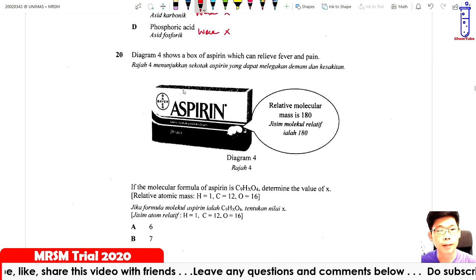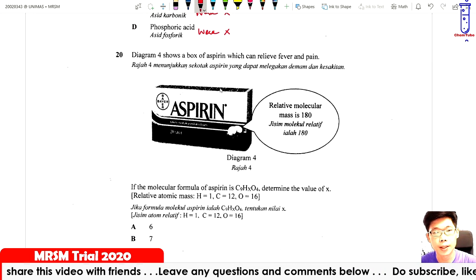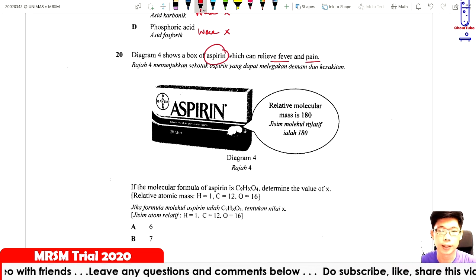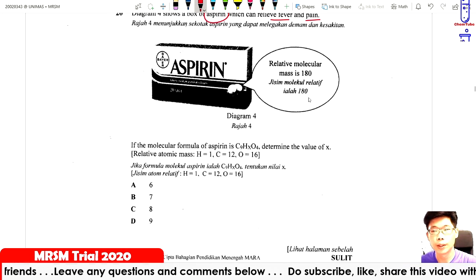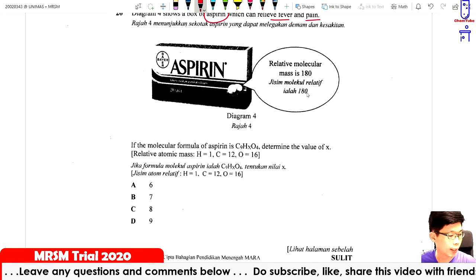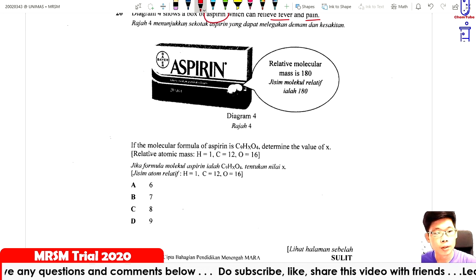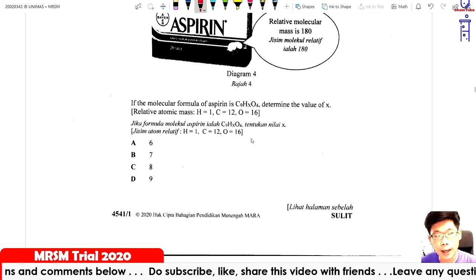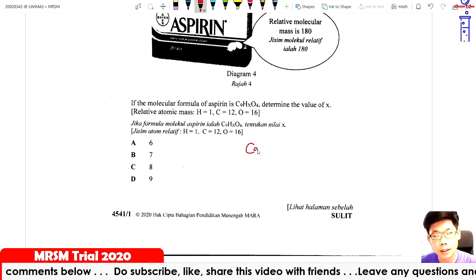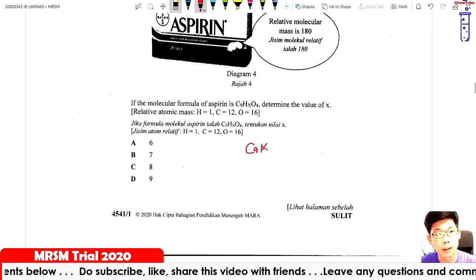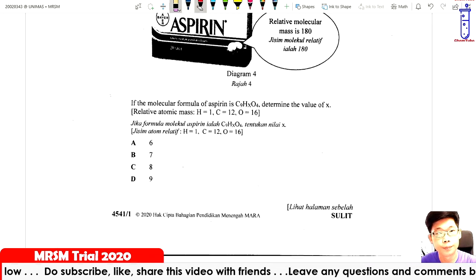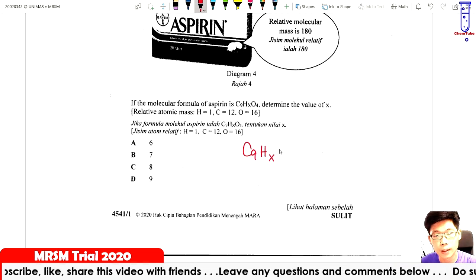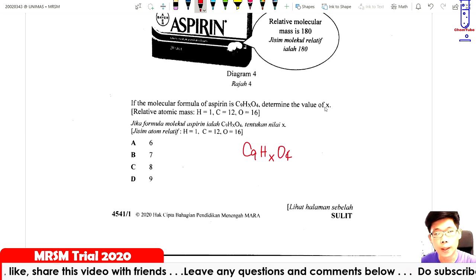20. The diagram shows a box of aspirin. Aspirin can relieve fever and pain. Actually, it's a painkiller. The relative molecular mass is 180. If the molecular formula of aspirin is C9HXO4, what is the value of X?